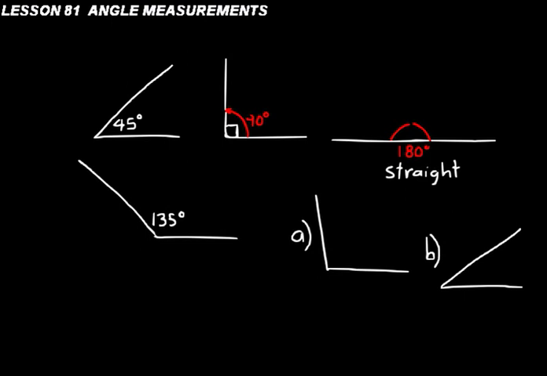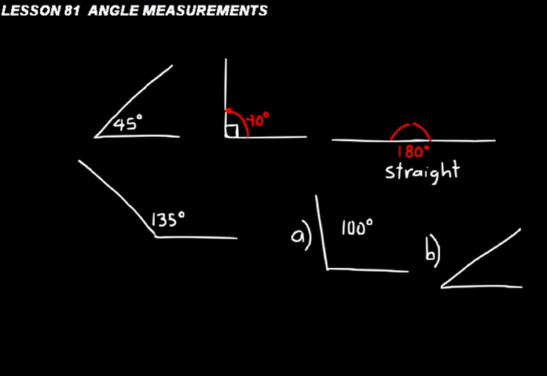Now on A, hopefully you could tell that's a little bit greater than a right angle. And so it's going to be greater than 90 degrees. From now on, if there's not a box on the corner, then don't assume that that angle is a right angle. There's no box on the corner there, so that's not a right angle. And it's actually right about 100 degrees.